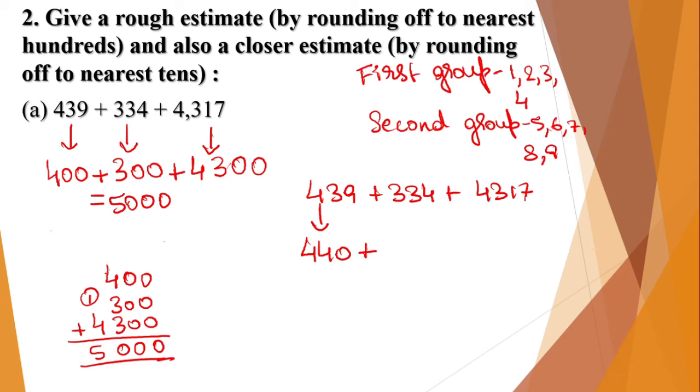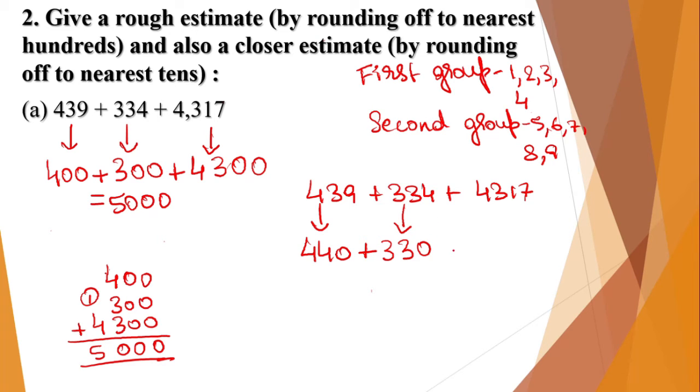Now, the next number which we have is 334. Now here we should circle 3 because it's in the tens place, and circle 4 because it's next to 3. And if we observe, 4 is in the first group, right? So if the number is in the first group, no changes. So 3 will be as it is. Again 3 will be as it is because 4 is in the first group, but 4 will become 0. So we will get 330. So 334 rounded off to the nearest tens will give us 330.